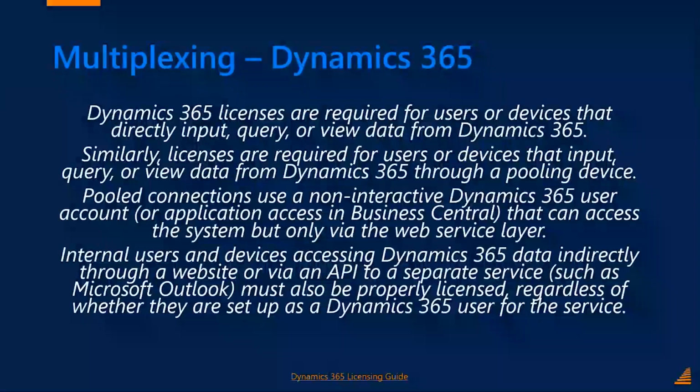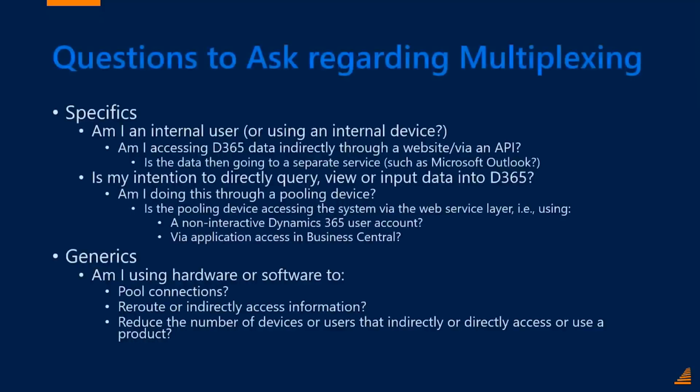I think if you look at the Dynamics 365 licensing guide, this is much clearer. It talks about pooled connections using non-interactive Dynamics 365 user accounts or application access in Business Central to access the system, but only via the web service layer. And then it talks about internal users and devices accessing through a website or via an API. When I looked into these statements and deconstructed them, there were some very specific questions that we would need to ask to work out whether or not we would be multiplexing.